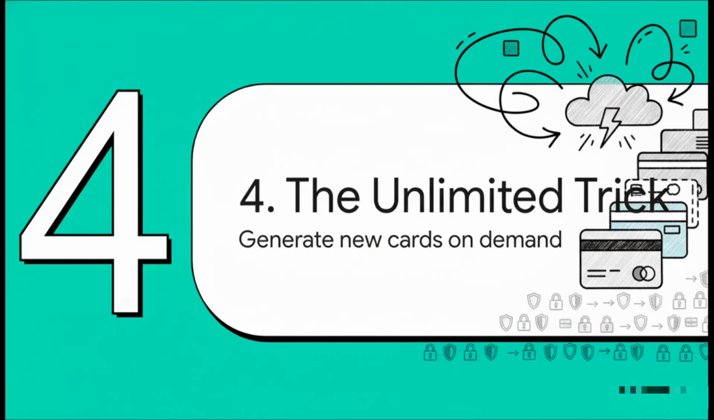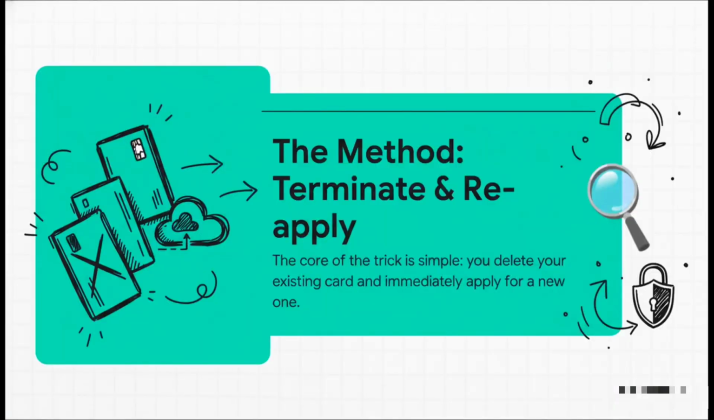But what about the next trial and the one after that? This is where the magic happens. This is the little trick that makes this whole thing unlimited. The method itself is beautifully simple. You just terminate your card and then immediately reapply. That's it. You delete the old one, ask for a new one, and the system just approves it again just as fast as the first time. It doesn't block you or anything.